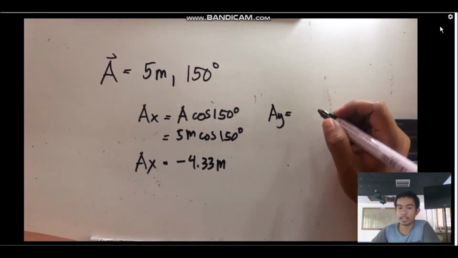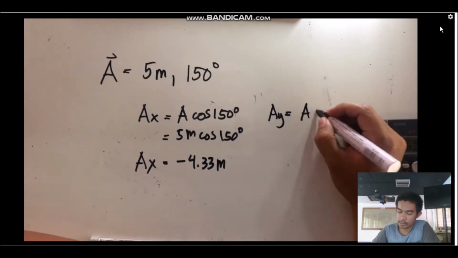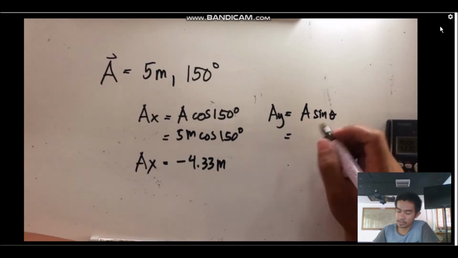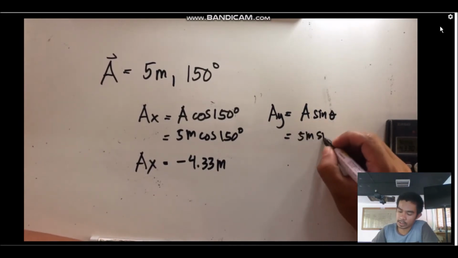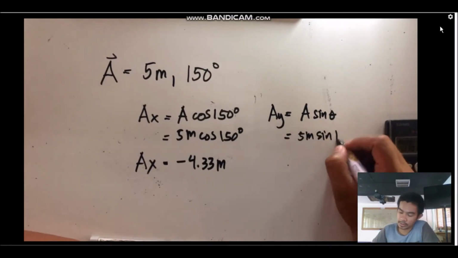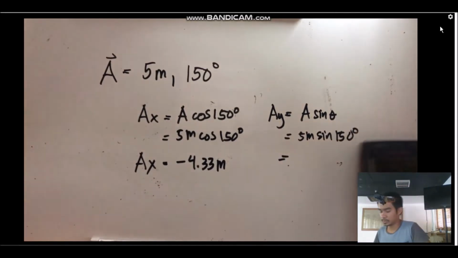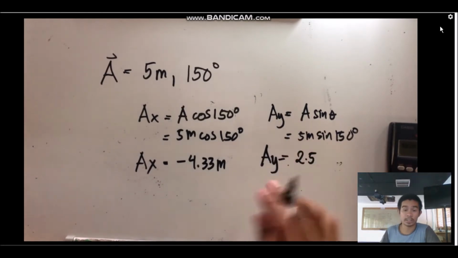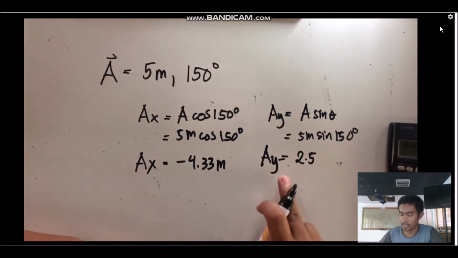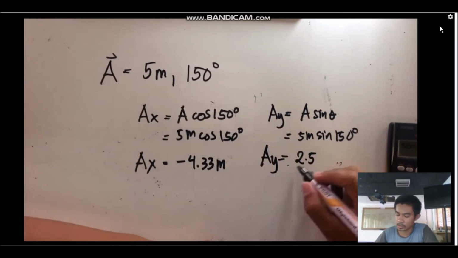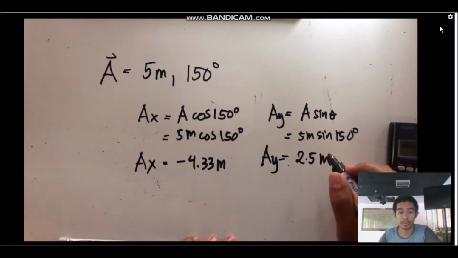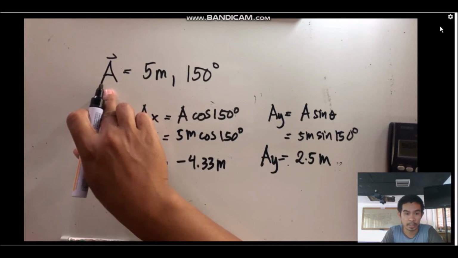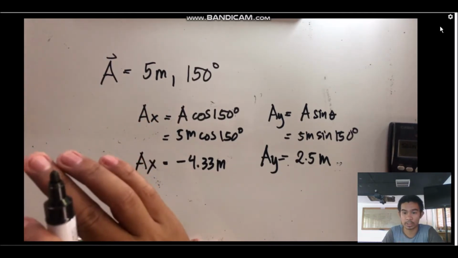A of y is the magnitude times sine theta. And what is the magnitude? 5 meters times sine of 150 degrees. Then that is 5 sine 150. So that is the y component of vector A, which is 2.5 meters. So we can now express this vector A in terms of its components.